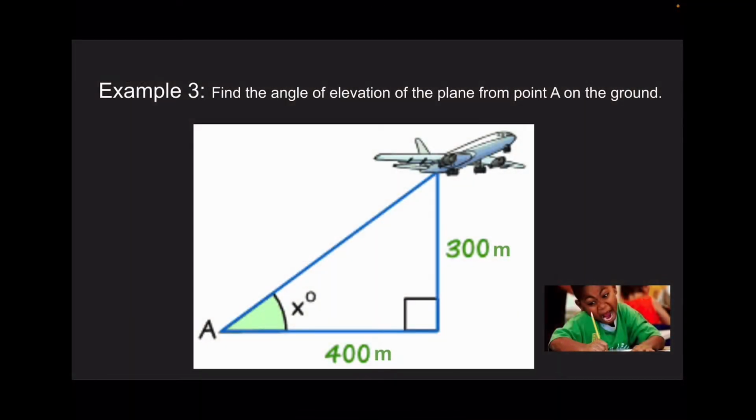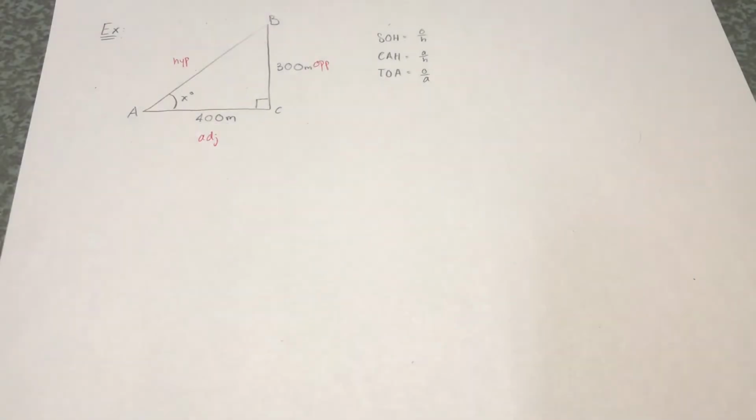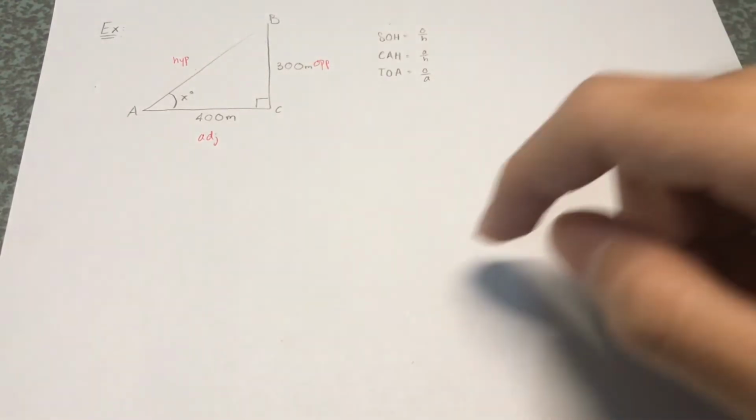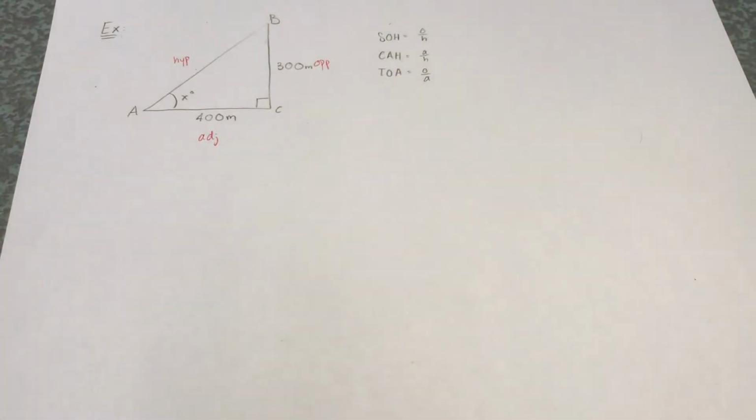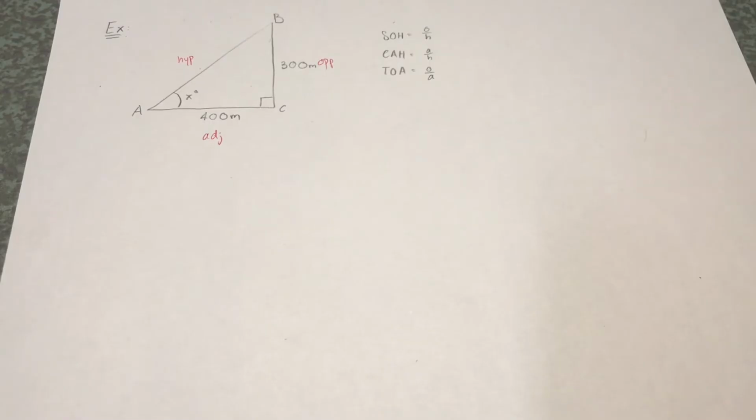Example 3. Find the angle of elevation of the plane from point A on the ground. In this problem, it's asking to find the angle, not the missing sides. So you can just call on SOHCAHTOA to solve for the missing angle. However, there's a method called inverse trigonometry. It's the inverse of SOHCAHTOA, and it's written the same but with the power of -1. We know both sides, the opposite side and the adjacent. Then we are going to use the inverse TOA, or tangent. Write the inverse tangent.